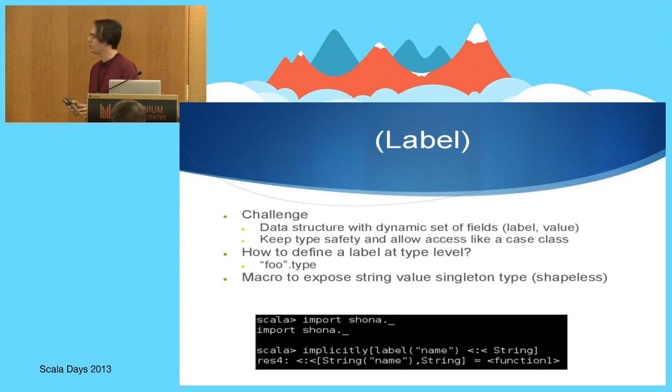Now I'll do a little parenthesis about the technique we had to use to do that. The challenge here, as I said, is to have a data structure which is dynamic, but which supports a set of fields where we actually keep the type of each field, so we keep all the safety once we use it in our Scala code. As well, we want to be able to access it as if it's a class or a case class.